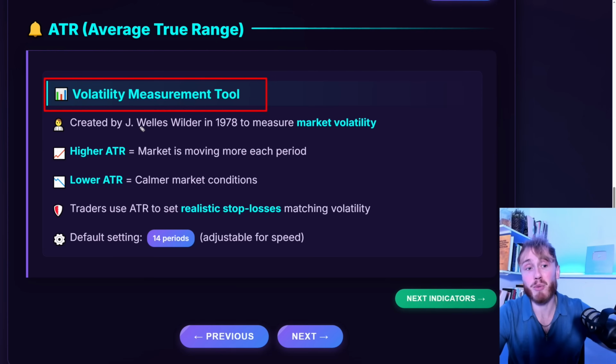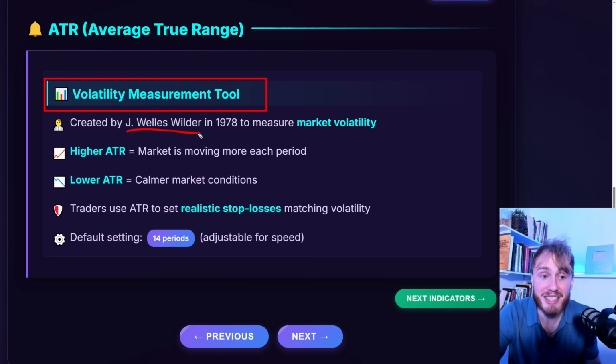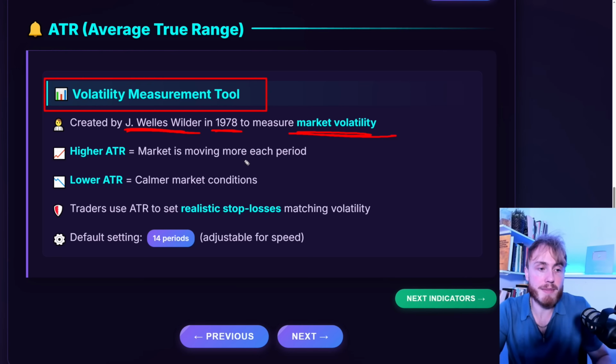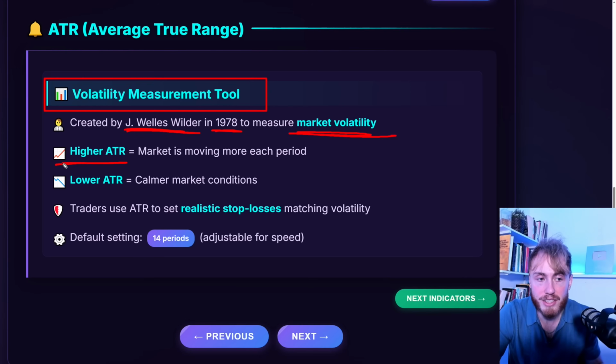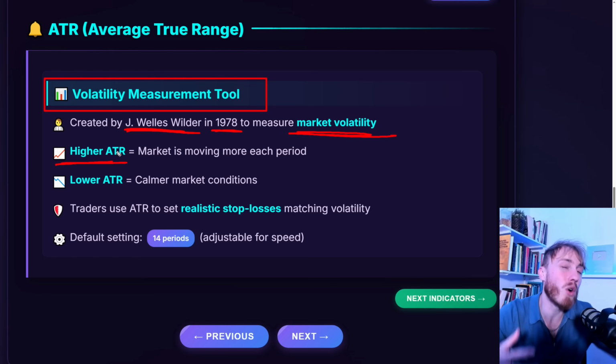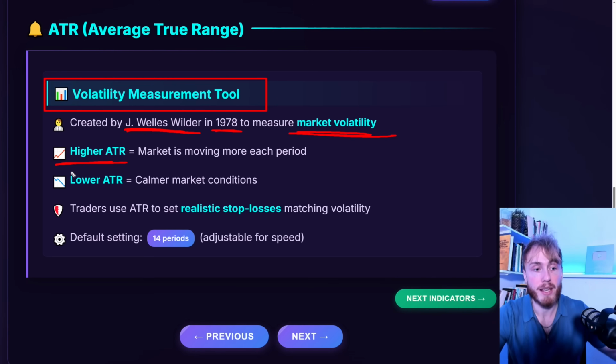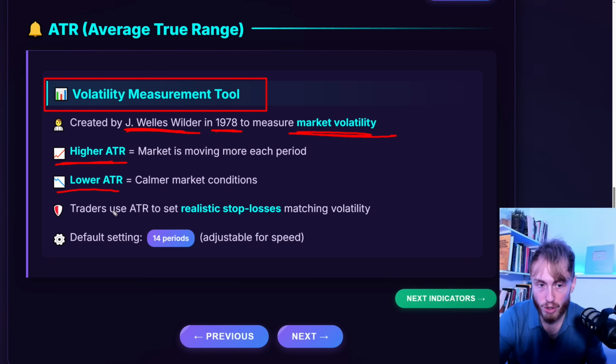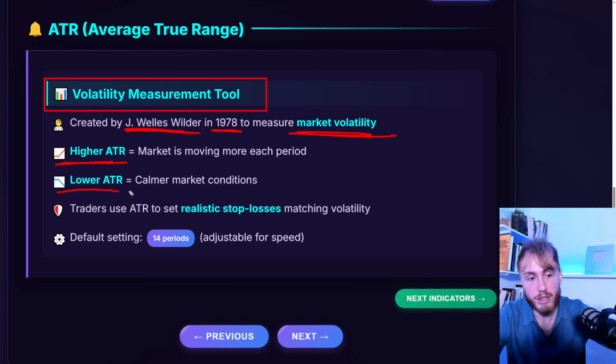And this indicator was actually also created by J. Wells Wilder in 1978. And as I said, it measures market volatility. And in very simple terms, when we have a higher ATR, this means that the market is moving more on average each period. So, or in other words, we have high volatility. But when we have a low ATR, this means that the market conditions are calmer, right? So low ATR, low volatility, high ATR, high volatility.